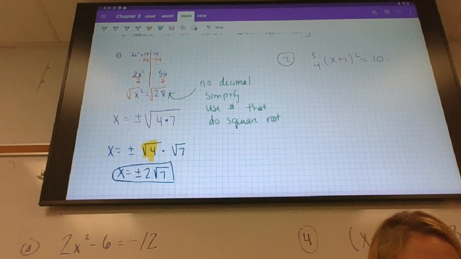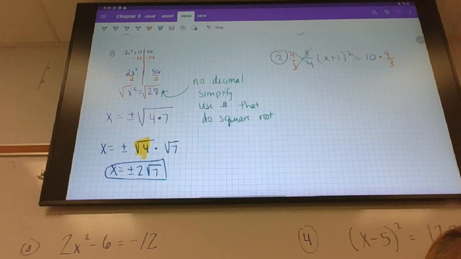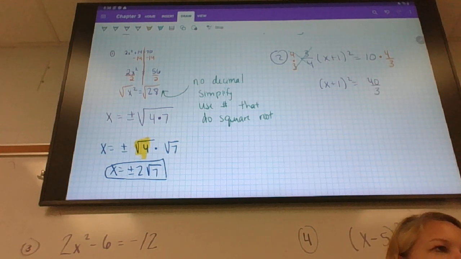All right, let's do number 2. All right, we have a fraction here in front. I'm going to multiply both sides by 4 over 3 to cancel the fraction. I'll use the reciprocal. And now we got 40 over 3.